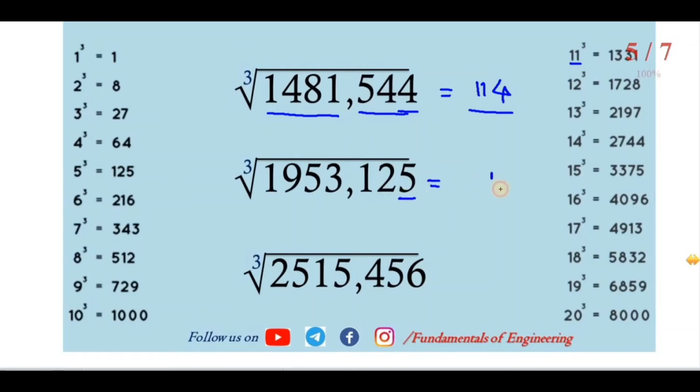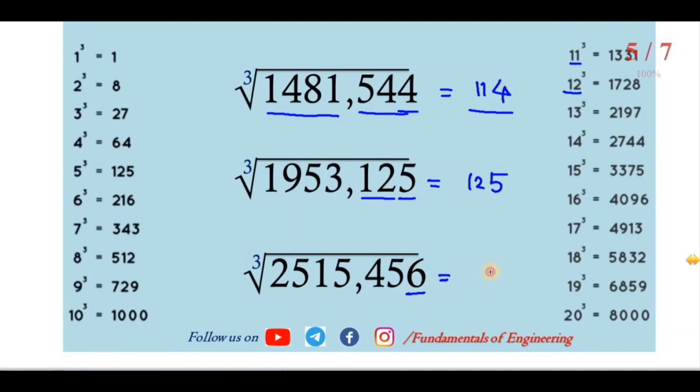So if 5 is there, the answer digit number will be 5. So don't consider these 3 numbers. Next 1953. Before that, which one is the perfect cube? See here, my dear friends, 1728. As 2197 is higher, we have to see the earlier perfect cube number 1728, which is a cube of 12. So 125. The cube root of 1953125 is 125.